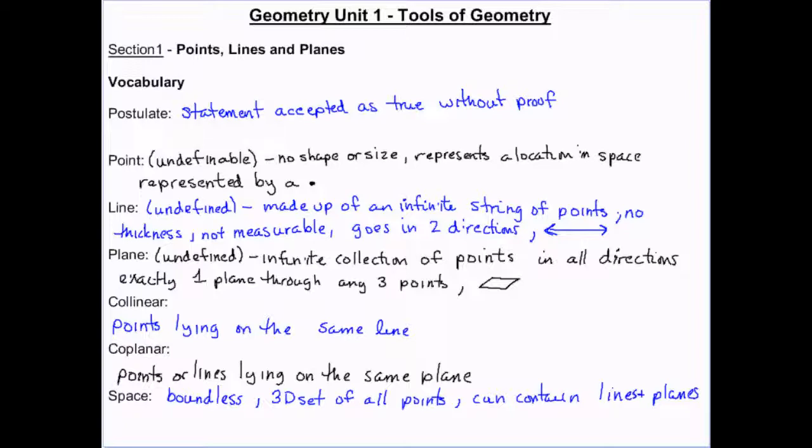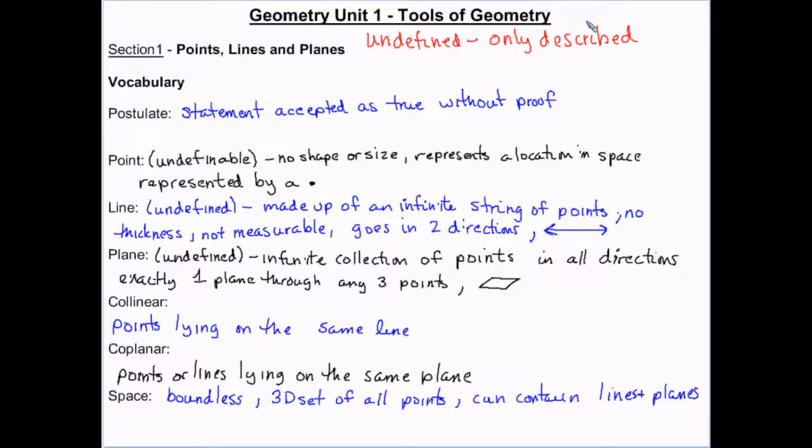In geometry, we have postulates, and we have definitions, and we have theorems. But we also have things that are undefinable or undefined. And what we mean by undefined is it's not defined, it's only described. And they are not really provable, undefined terms.